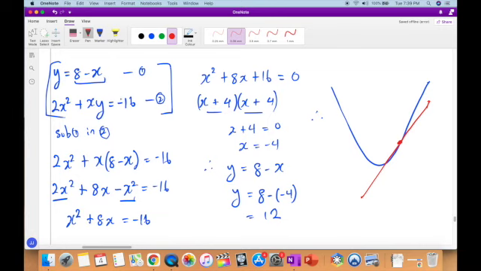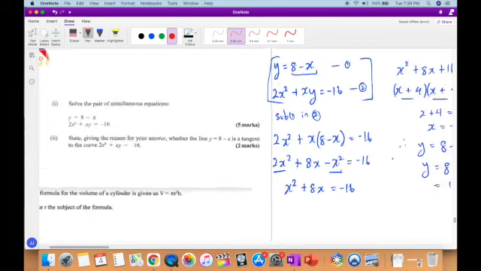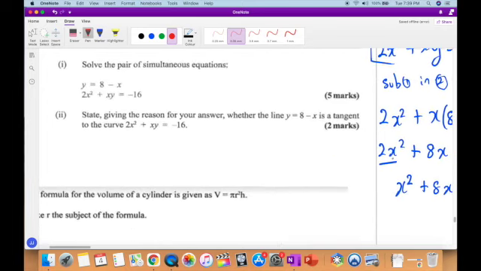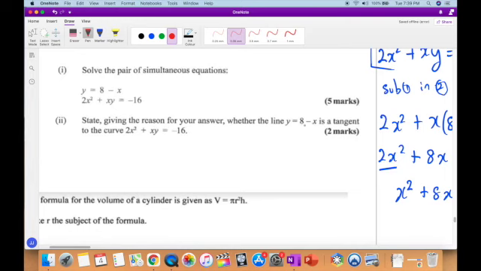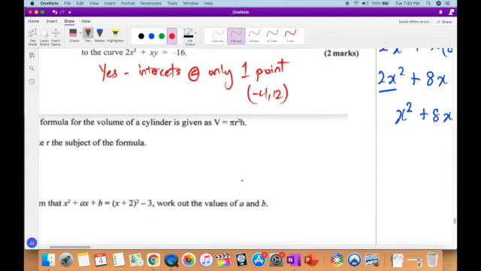Right. So we can see here that because the line is touching this curve at just one point, and what is that point? The point when x is negative 4, y is 12. That is the point there, right? So we solved the two of them simultaneously and we found that they only touching at one point. So state, giving reason for your answer, whether it is a tangent to the curve. Yes, right? Intersects at only one point. And that is the point negative 4, 12. Yes? So because of that, it is a tangent to the curve.